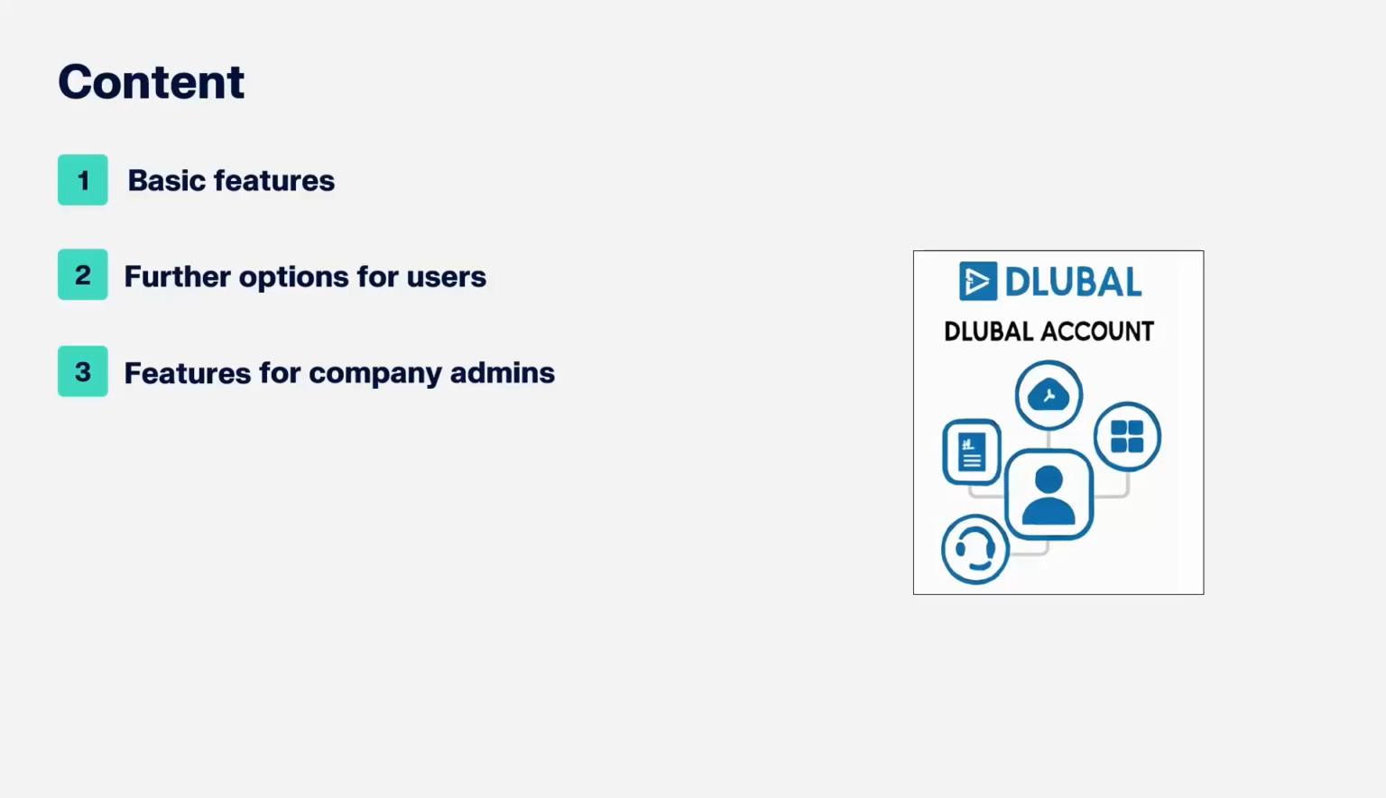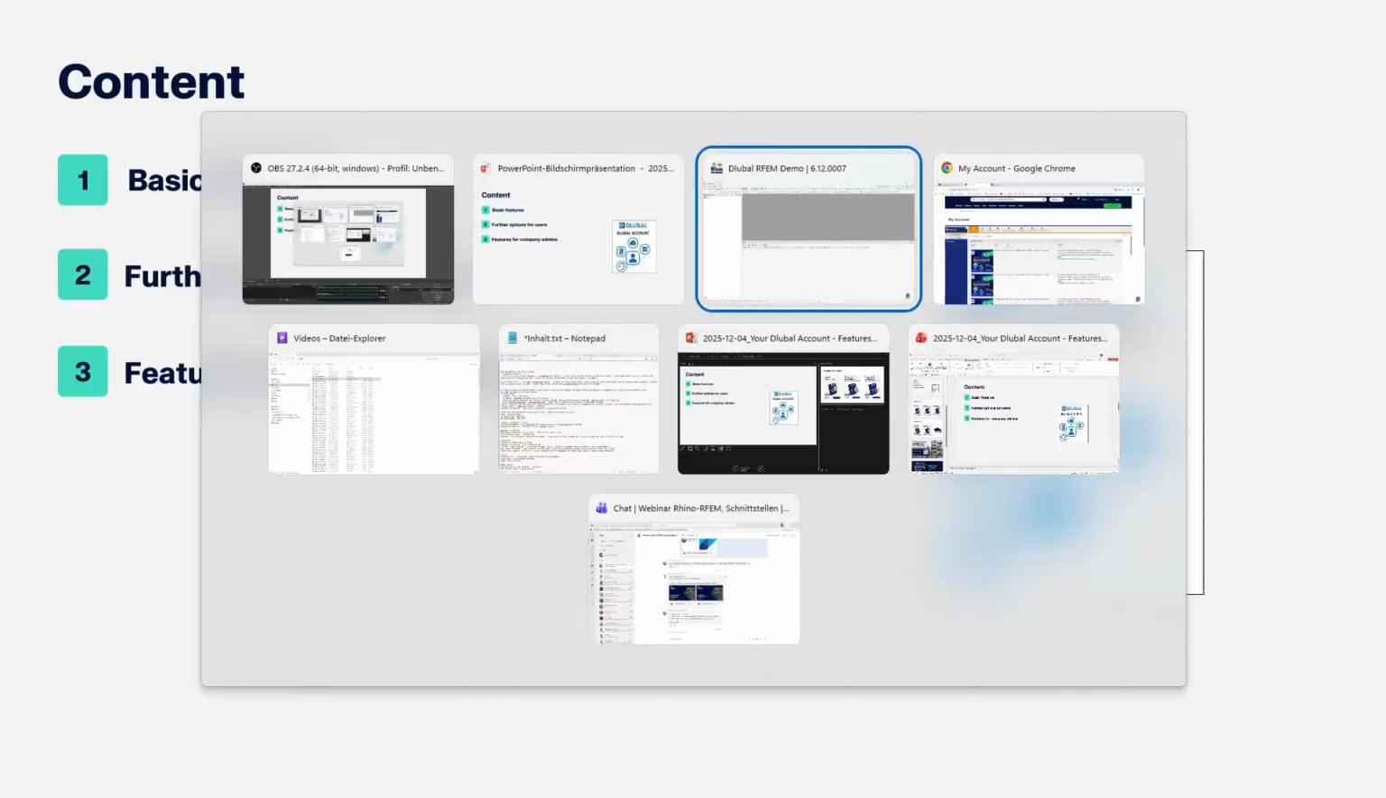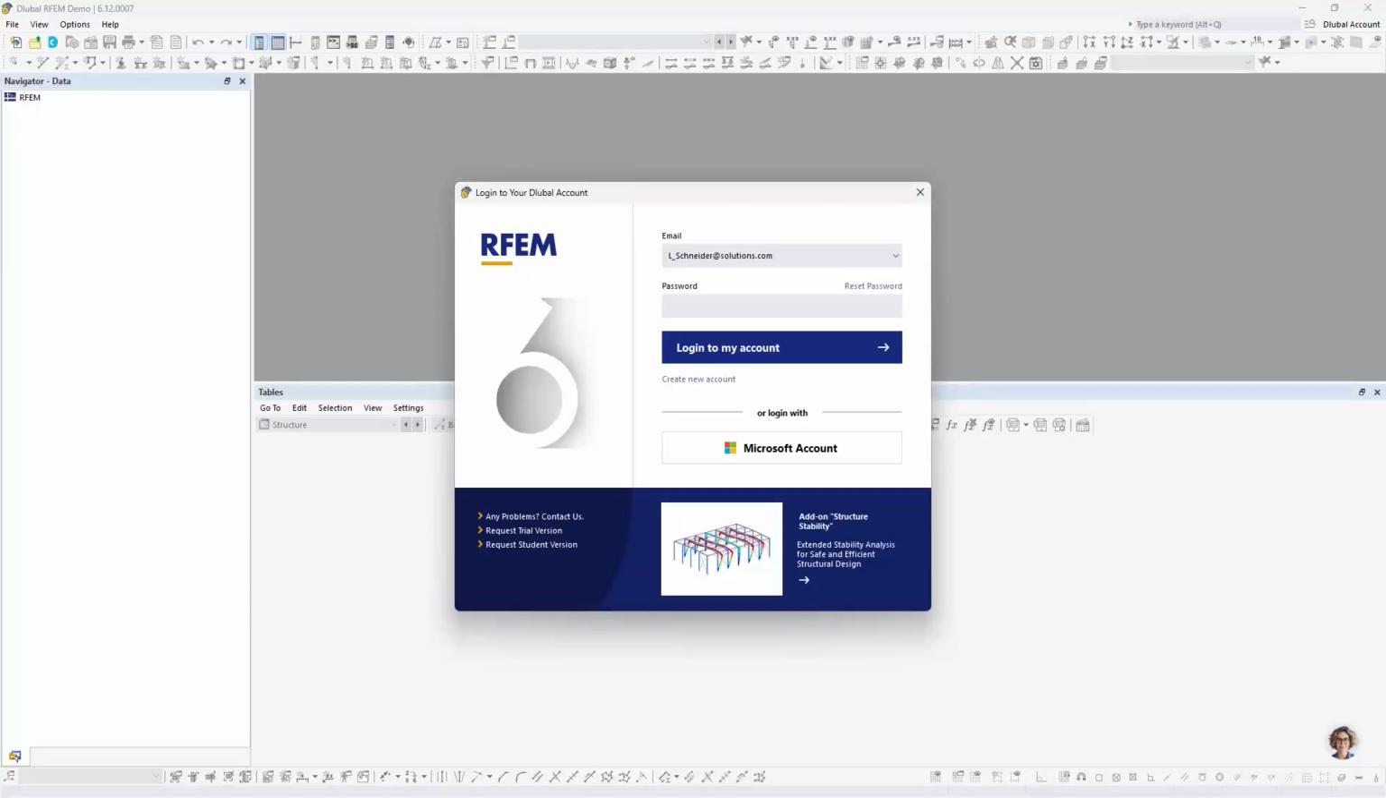So let's start directly. Why do you need a Dlubal account? It's the main question, and it's quite simple. You need it to use RFEM 6, RSTAB 9, so basically our new software solution. Why is that so? Well, with RFEM 6, RSTAB 9, our section, and so on, we changed the licensing system. We are now using online licenses.